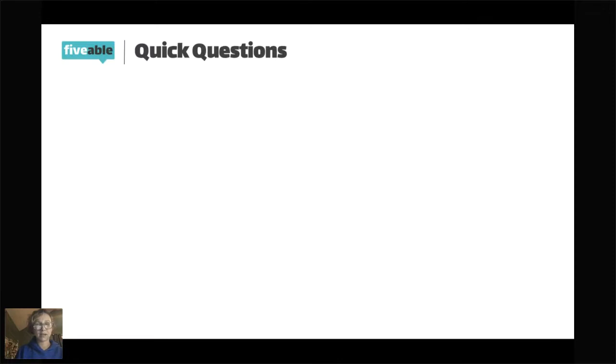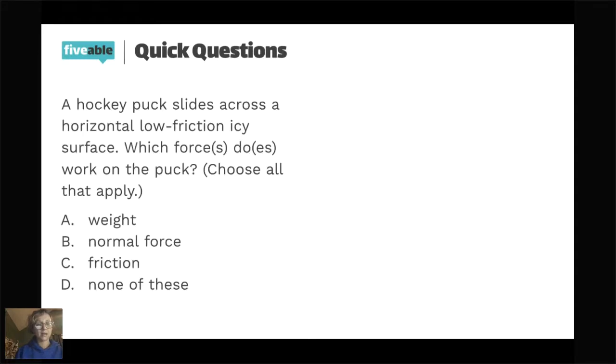Okay, let's look at another couple of quick multiple choice style questions. So we have a hockey puck sliding across a horizontal, low friction, icy surface. Which force or forces do or does work on the puck? It's kind of awkward phrasing, but if we look at all these forces, these would all be forces that would be acting on this hockey puck.